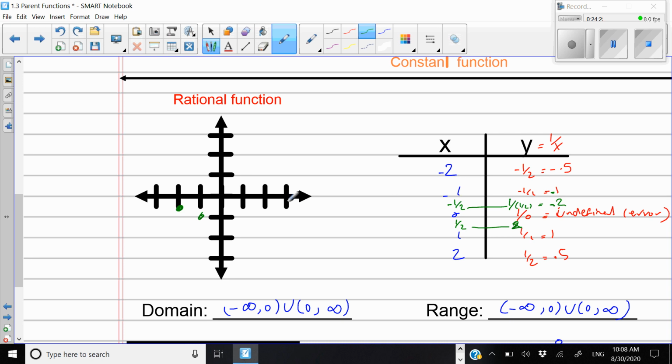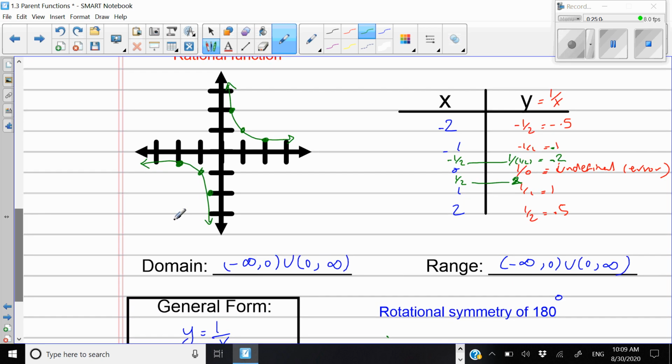And if I give -1/2, the answer will be -2. So it's going to be here. Then on the other side, if I have 1/2, the answer is 2. If I have 1, the answer is 1. If I have 2, the answer is 0.5. So the graph will look like this: 2 different curves, one on the top and right, the other one on the left and the bottom. So this will be the graph of a rational function.